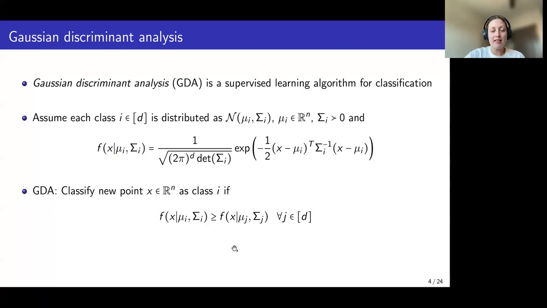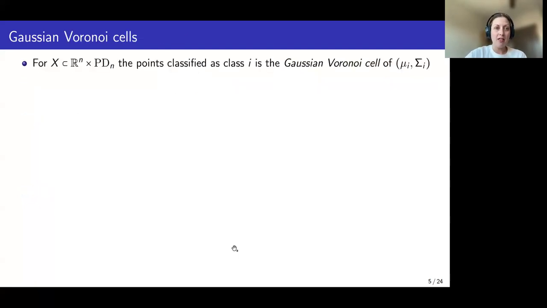This is our main definition and our main object of study. I assume I'm given a finite set of Gaussians. This is my set X, and throughout this talk we'll assume we're given D Gaussians. Then the set of points that would be classified as class i is going to be called the Voronoi cell of the ith Gaussian component.